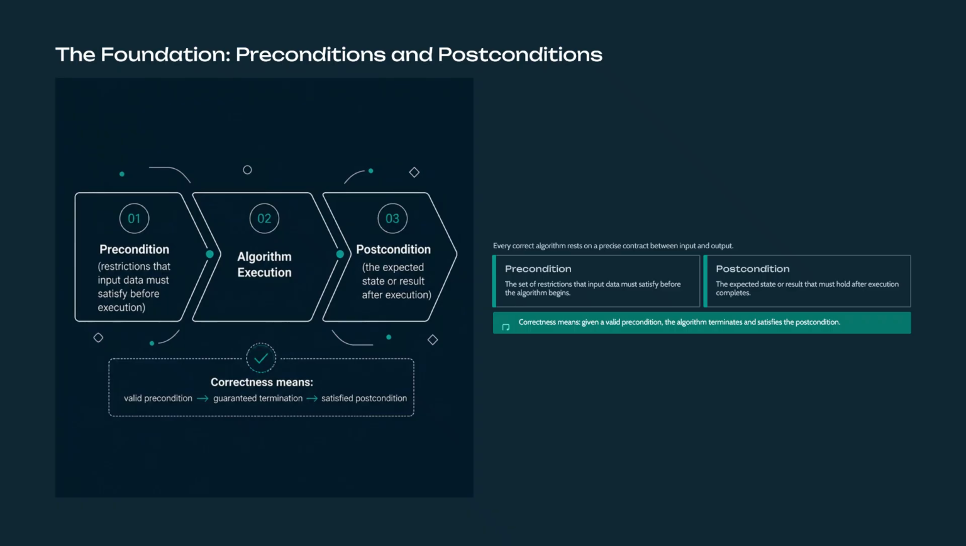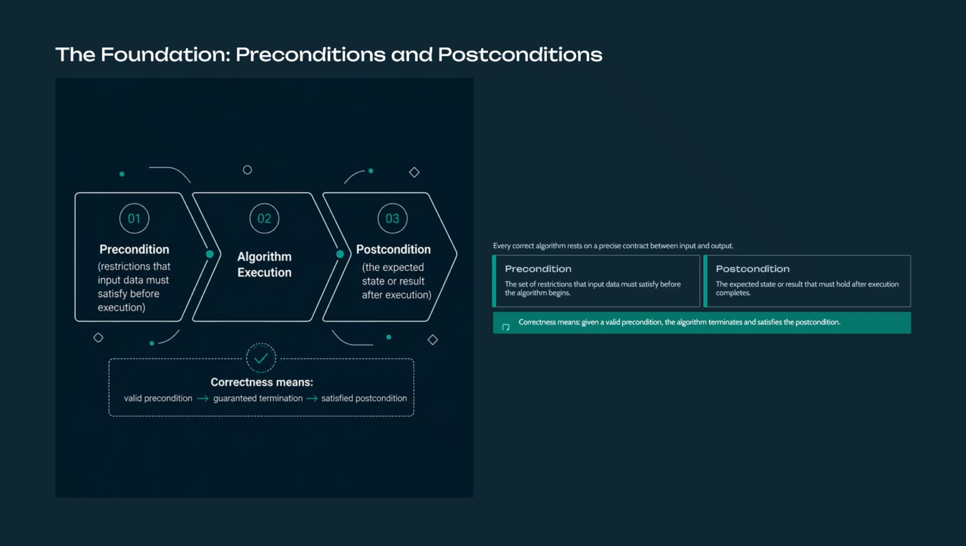Title: The Foundation, Preconditions and Postconditions. Before proving correctness, we first define a formal contract for the algorithm. This contract consists of two important components. The first component is the precondition. A precondition describes the assumptions that must be true before the algorithm begins execution. These assumptions define what inputs are considered valid. For example, if we are computing the square root of a number, the input must be greater than or equal to 0. Negative values violate the precondition.